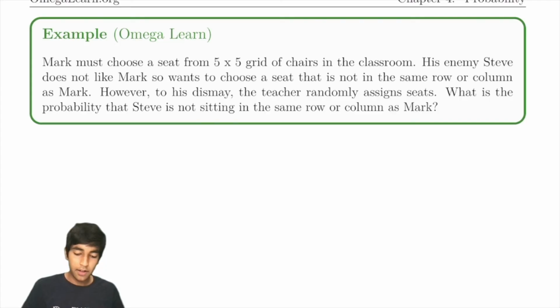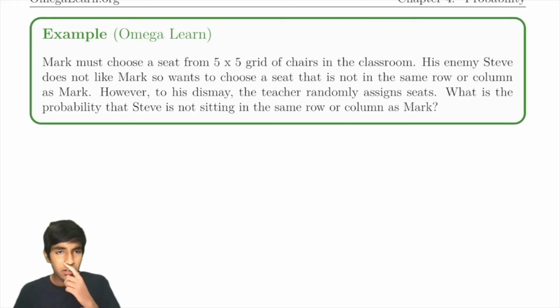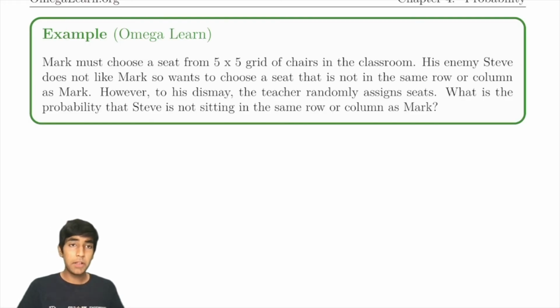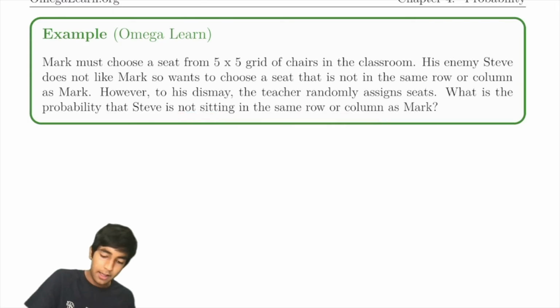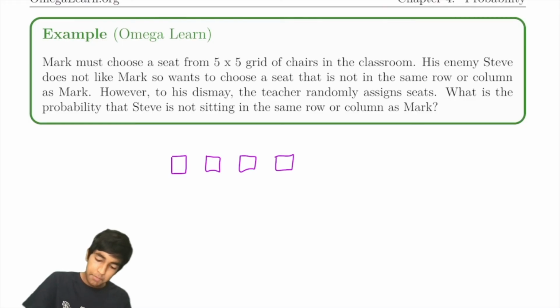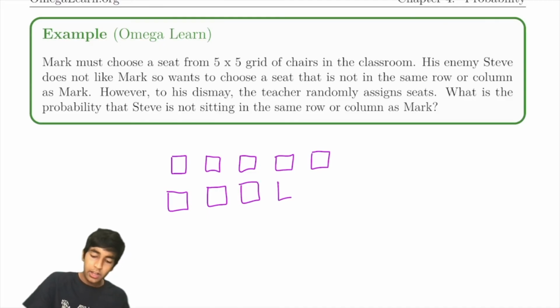Okay, now let's go back to this problem over here. Mark must choose a seat from the 5x5 grid of chairs in the classroom. His enemy, Steve, does not like Mark, so he wants to choose a seat that is not in the same row or column as Mark. However, to his dismay, the teacher randomly assigns seats. What's the probability that Steve is not sitting in the same row or column as Mark? Now, let's draw that out here: a 5 by 5 grid of chairs. Basically, we're asked to find the probability that Steve doesn't sit in the same row or column as Mark.